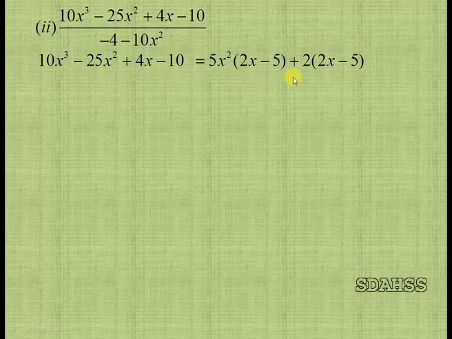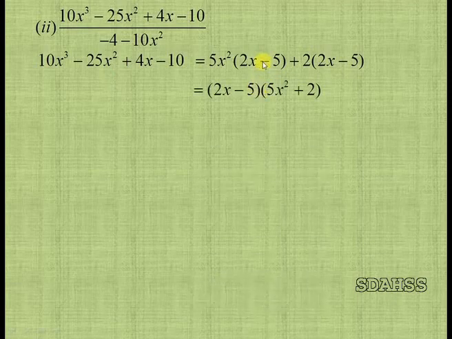So you have 2 into 2x minus 5. Now 2x minus 5 is a common factor, so take it outside. So you have 2x minus 5 into 5x square plus 2.